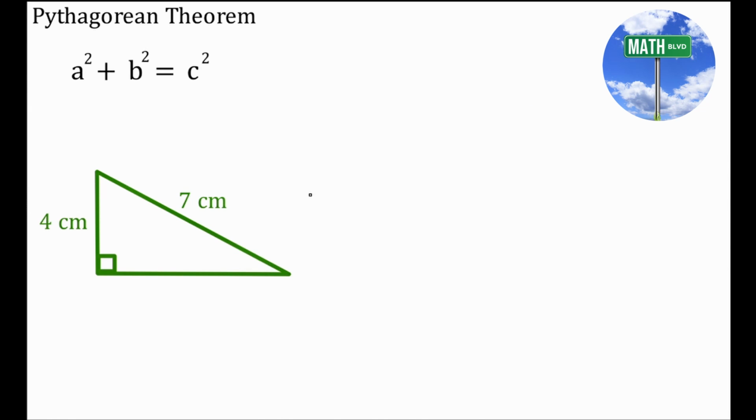In this triangle, I'm solving for a length that is not my hypotenuse. I will first assign letters to each length of the triangle. 7 centimeters is my hypotenuse because it is opposite of the 90-degree angle. I will then assign 4 centimeters as a and the unknown as b. I will then input my known numbers into the equation.